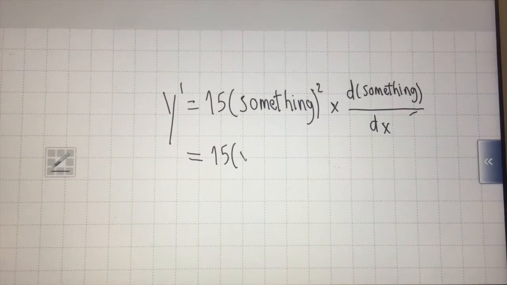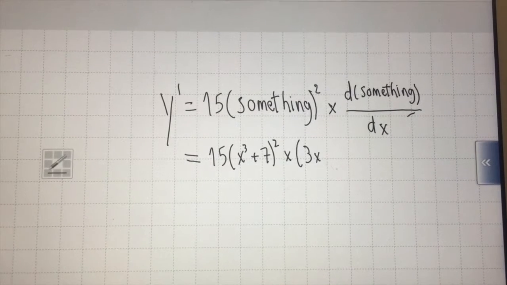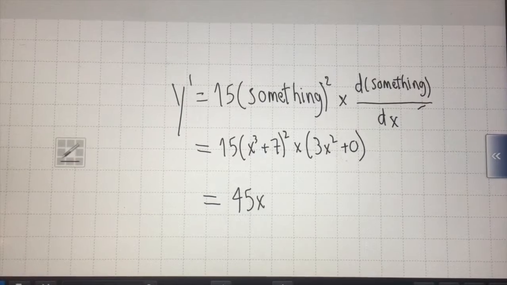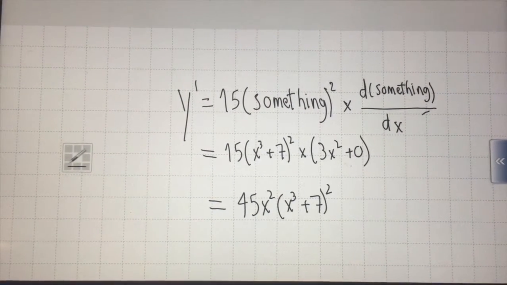Now plug back in the values of the inside function, or x cubed plus 7 in this example, and do all the calculations. This will give a final result of 45x squared, open bracket, x cubed plus 7, close bracket, squared.